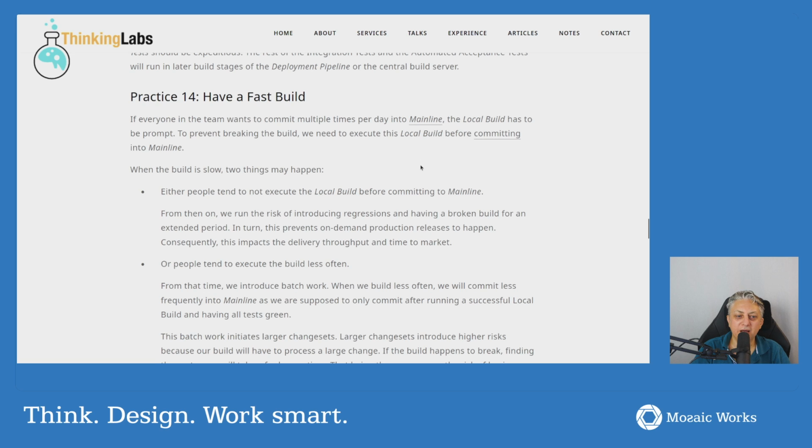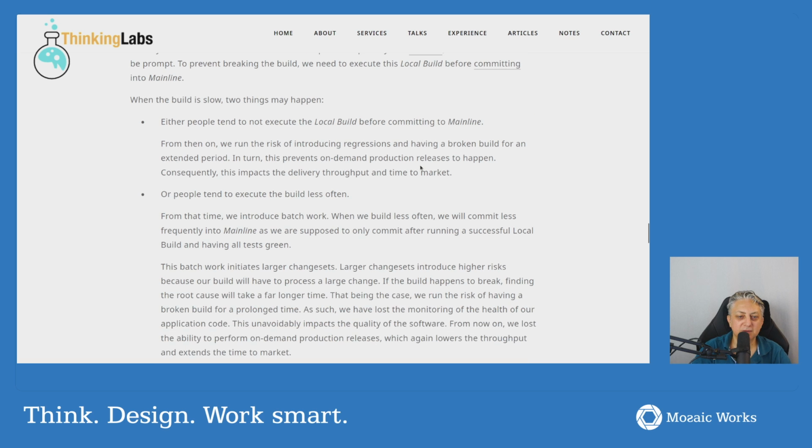Practice 14, have a fast build. If everyone in the team wants to commit multiple times per day into mainline, the local build has to be prompt. To prevent breaking the build, we need to execute this local build before committing into mainline. When the build is slow, two things may happen. Either people tend to not execute the local build before committing to mainline, or people tend to execute the build less often.